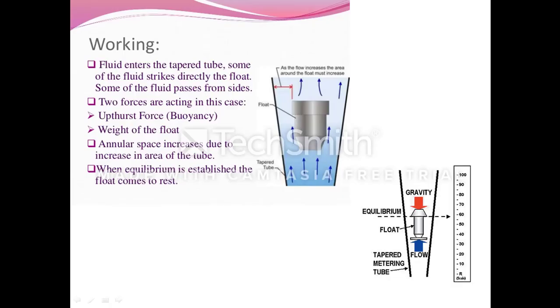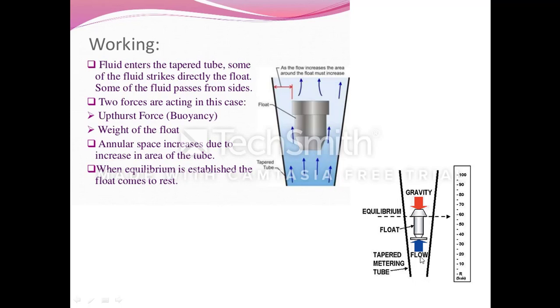This is the working. I am going to show two different images to get a better understanding. Here we are using a float. Initially it is in an equilibrium position. Here we have a tapered metering tube, and inside the tube we are keeping the float. Whenever the water flows in this direction, based on the volume of fluid flow, the float will rise. If the water comes with a higher flow rate, the float will reach the maximum height.